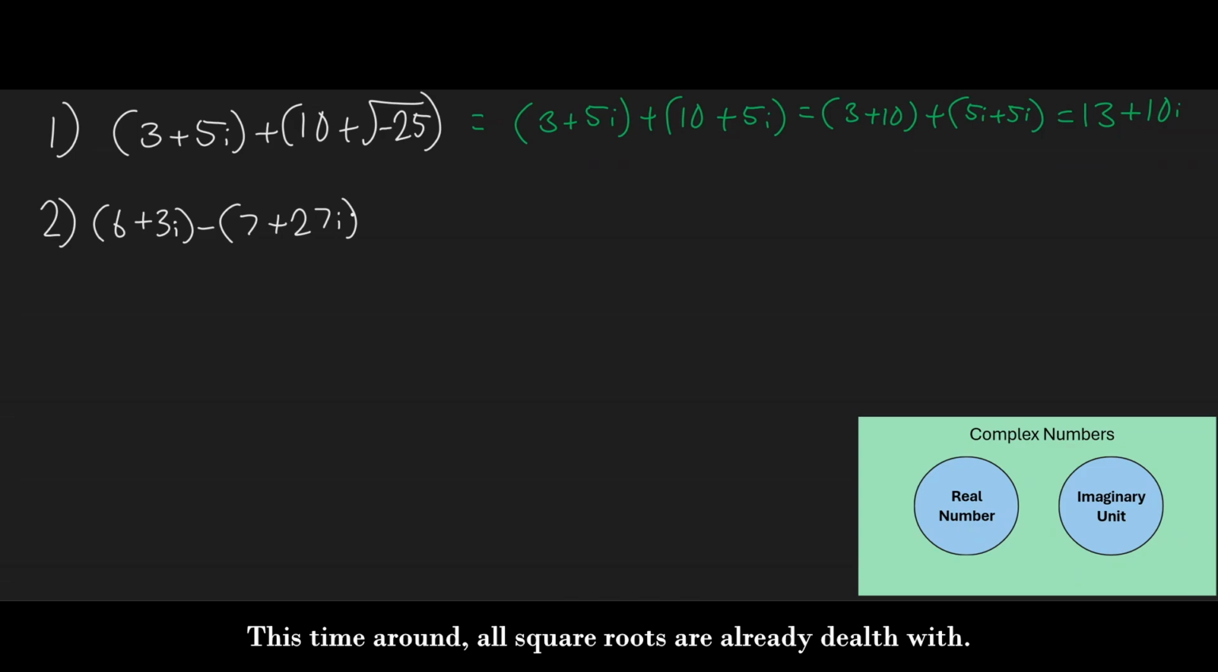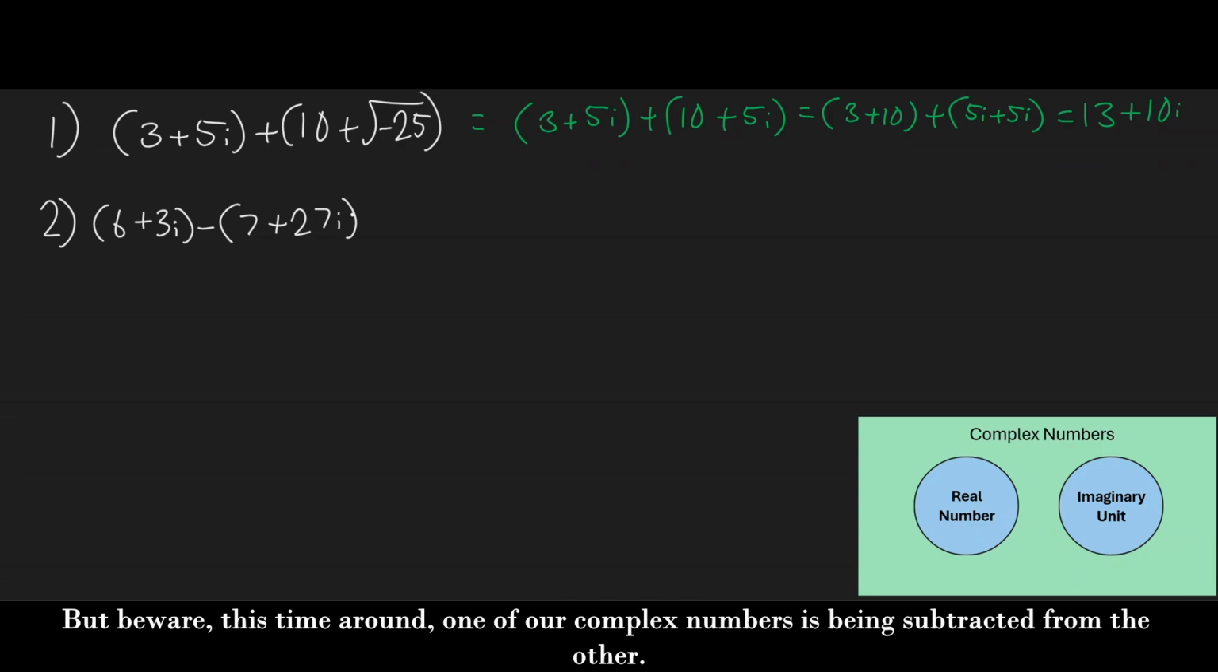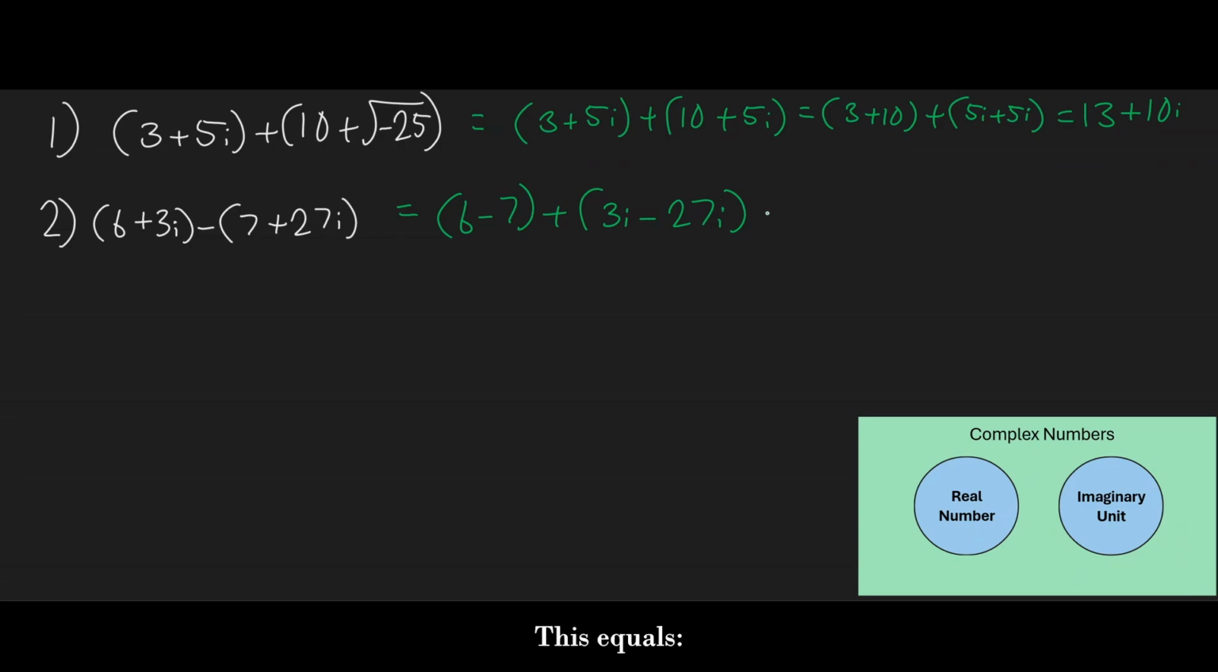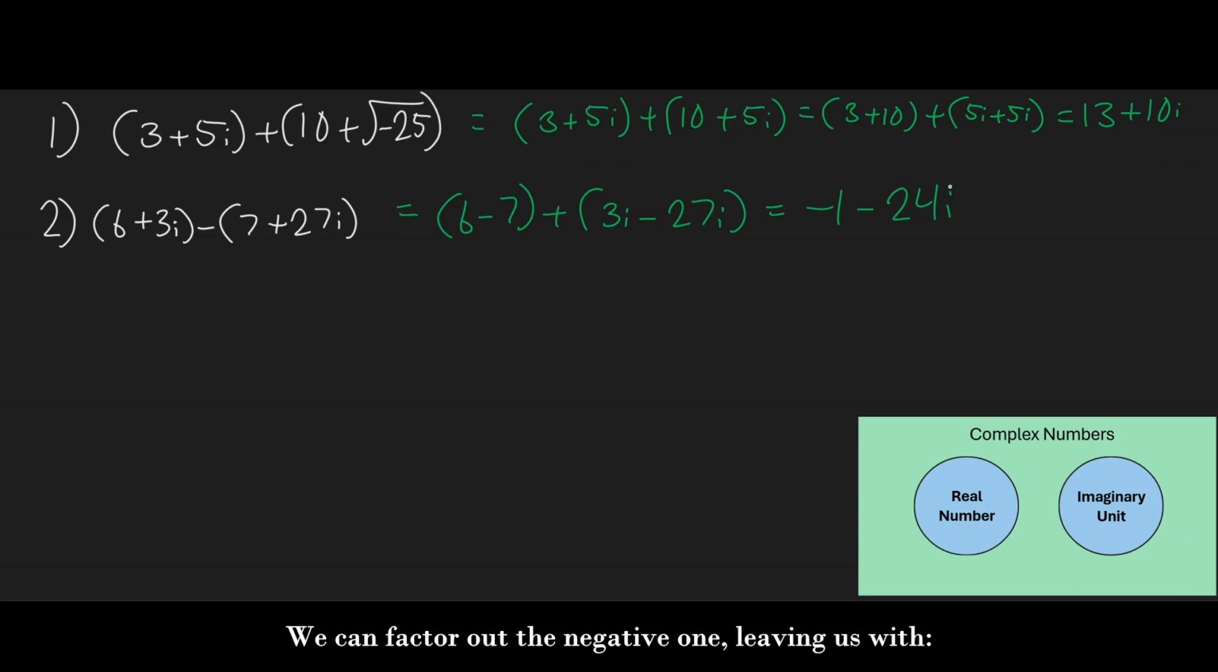Number 2, 6 plus 3i minus 7 plus 27i. This time around, all square roots are already dealt with. We can begin to combine our terms together. But beware, this time around, one of our complex numbers is being subtracted from the other. Make sure to distribute the -1 to both terms of the second complex number. 6 minus 7 plus 3i minus 27i. This equals -1 minus 24i. We can factor out the -1, leaving us with -1 times 1 plus 24i.